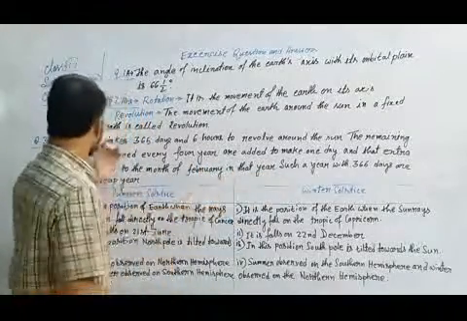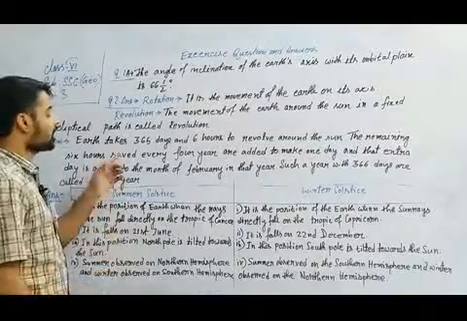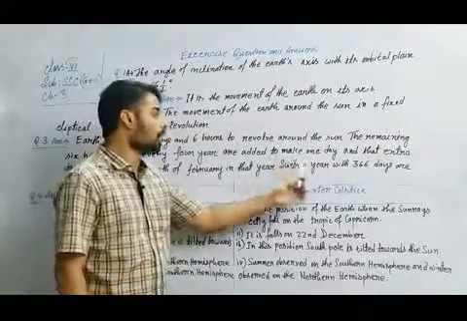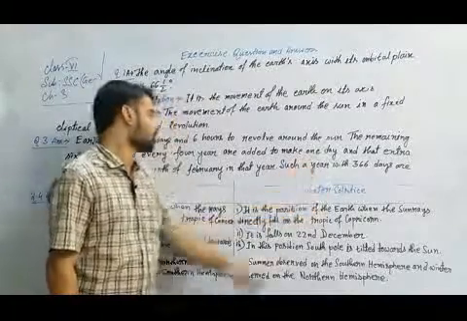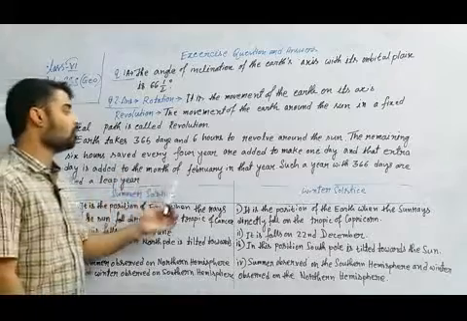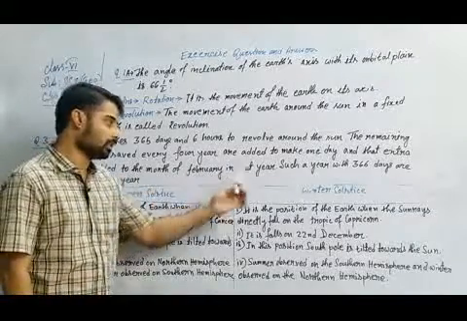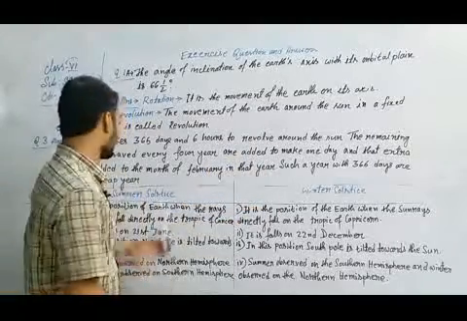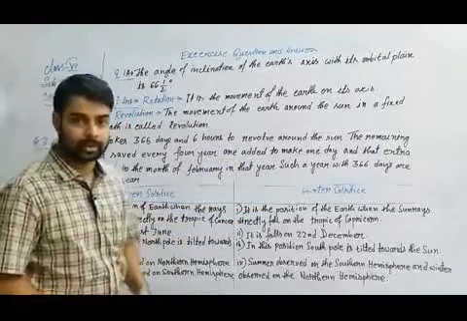The remaining 6 hours saved every 4 years are added to make 1 day, and that extra day is added to the month of February in that year. Such a year with 366 days is called a leap year.